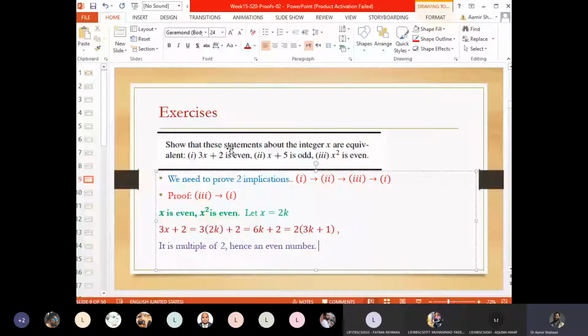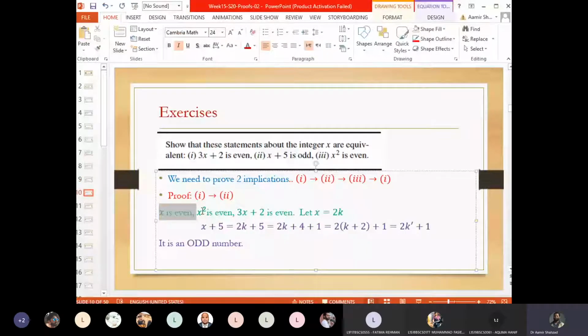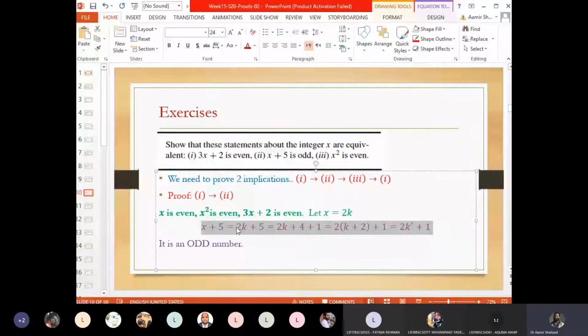Now, the thing we could not do at the beginning, 1 implies 2, let's try to do it. Now we know that x is an even number. We know x is even, x square is even, and 3x plus 2 is even. These results are known to us. Let x be equal to 2k. Then what will x plus 5 be? x plus 5 is going to be 2k plus 5.